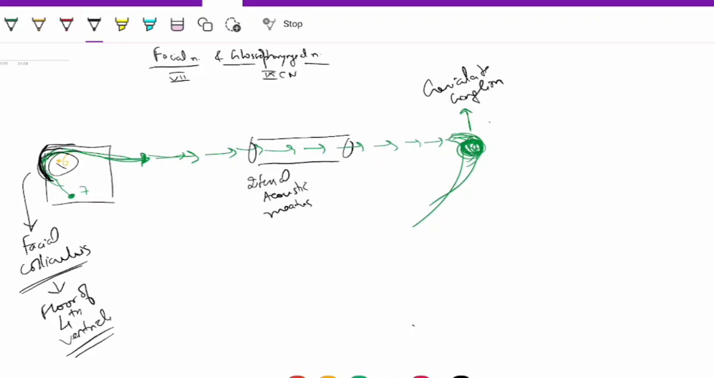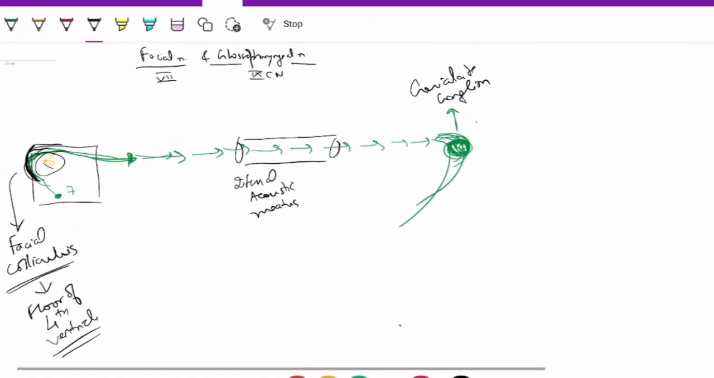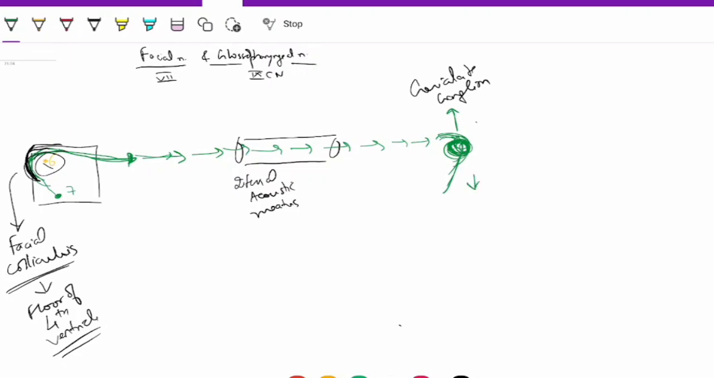Geniculate ganglion. So this is your internal acoustic meatus. At the geniculate ganglion, your facial nerve takes a very sharp turn and it travels laterally and inferiorly. What does it do traveling laterally and inferiorly? There is a box over here.